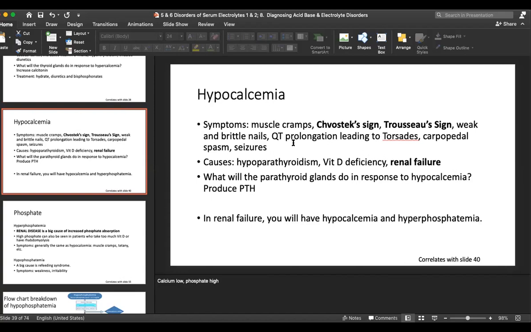Okay, so hypoparathyroidism can cause it, too little vitamin D, or renal failure. If we have too low calcium, our body's going to produce PTH to help bring it up. In renal failure, you'll have low calcium and high phosphate because you're getting rid of everything basically.